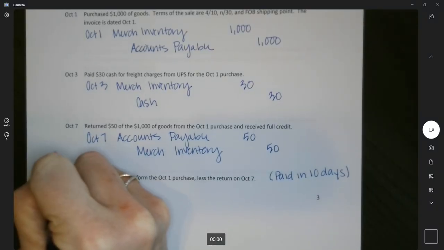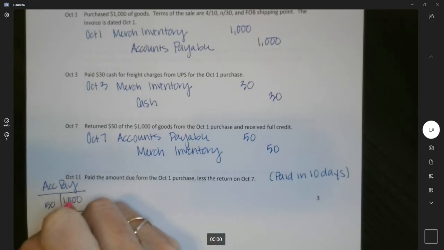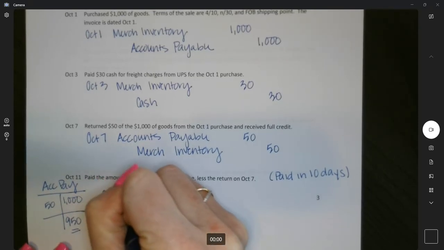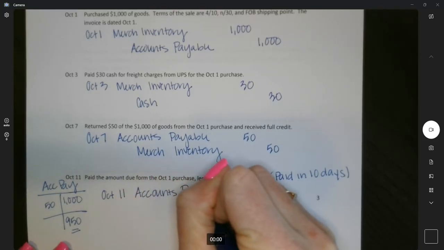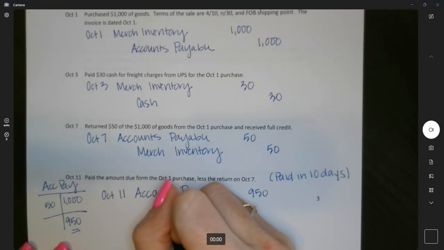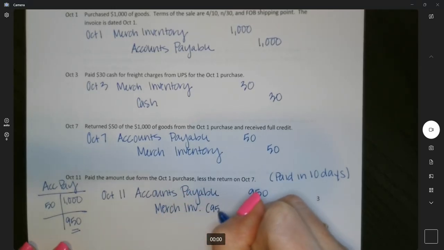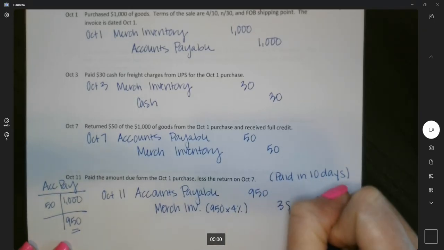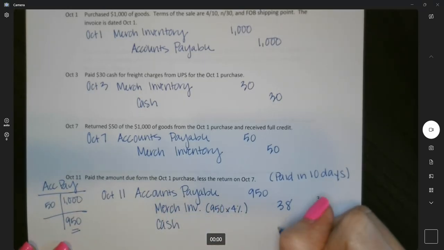Now let's look at our accounts payable account. Originally it was $1,000, but we reduced it by 50. So now it's $950. So on October 11th, we are going to debit accounts payable $950. We're going to credit merchandise inventory for the discount amount. So we're going to take $950 times 4%. We're going to get 38. And then the difference will be cash, and that'll be $912.